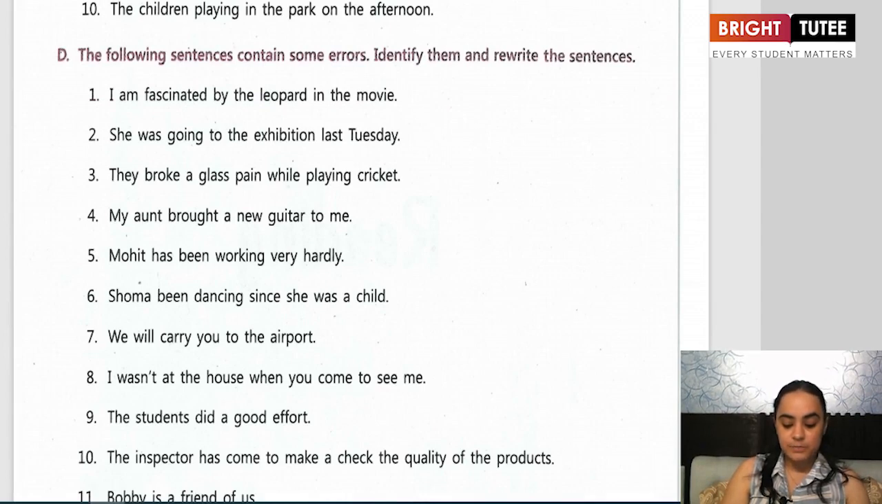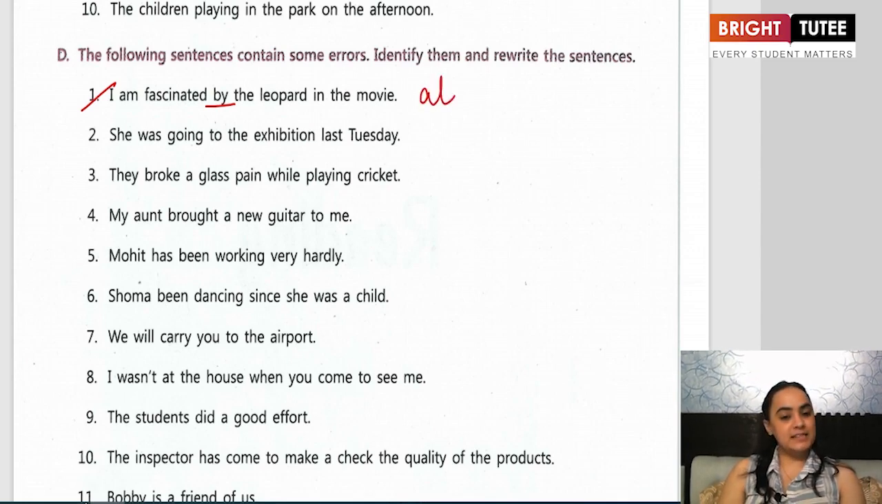I am fascinated by the leopard in the movie. Now, what do you think should be the change in this? So I am fascinated. Fascinated means to be attracted by somebody, to like something, you know. So I can either say that I am fascinated for, or I can say at. I'm fascinated at the leopard in the movie.